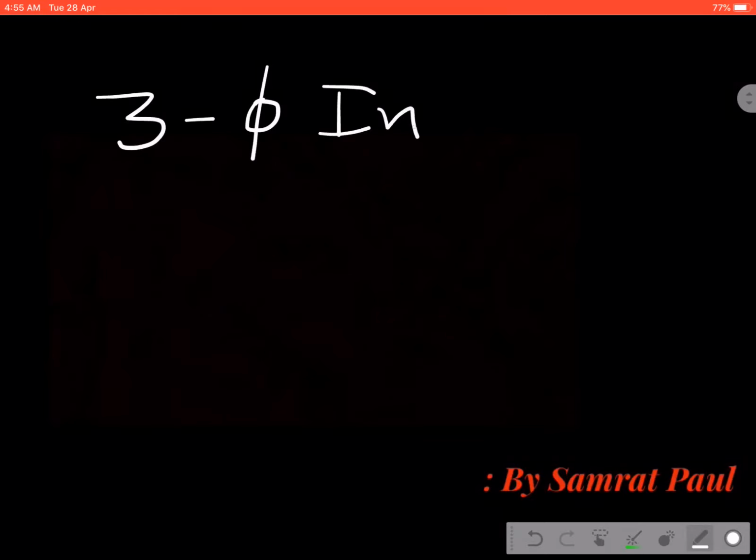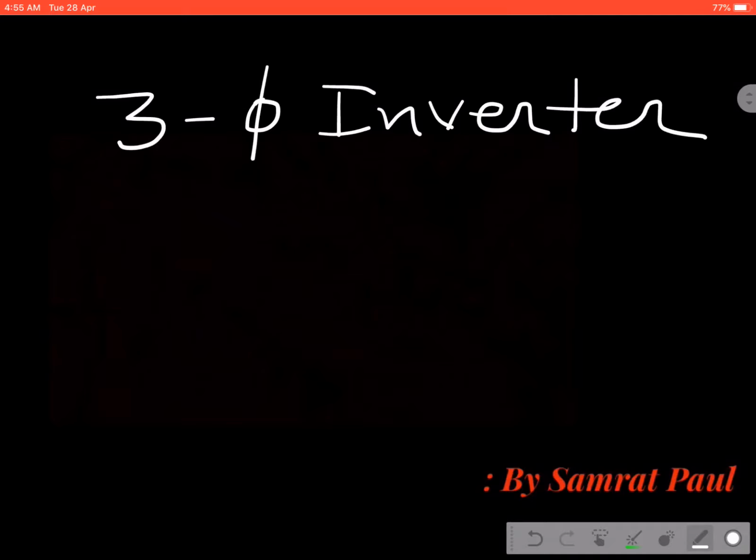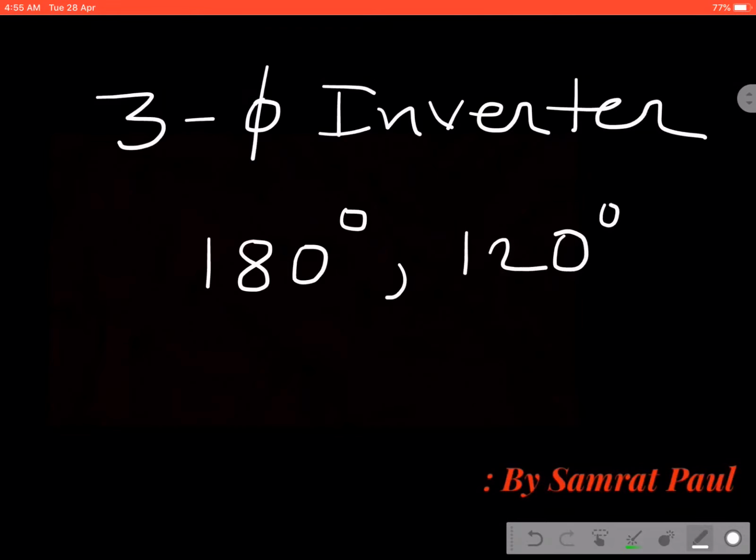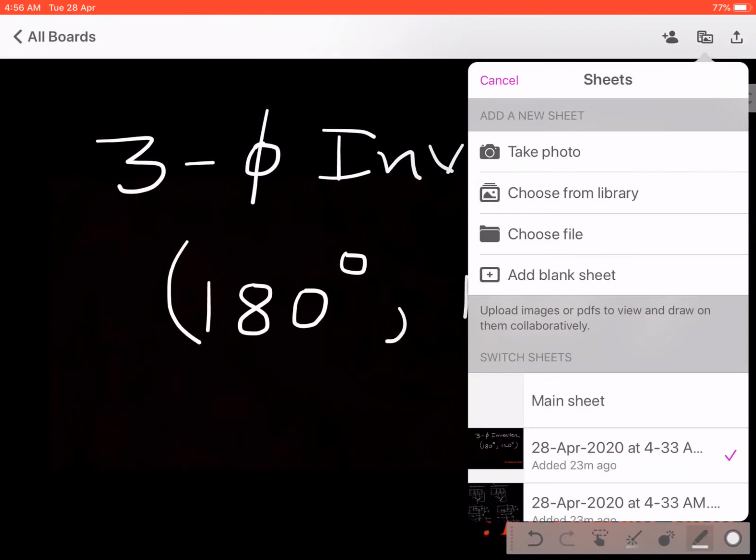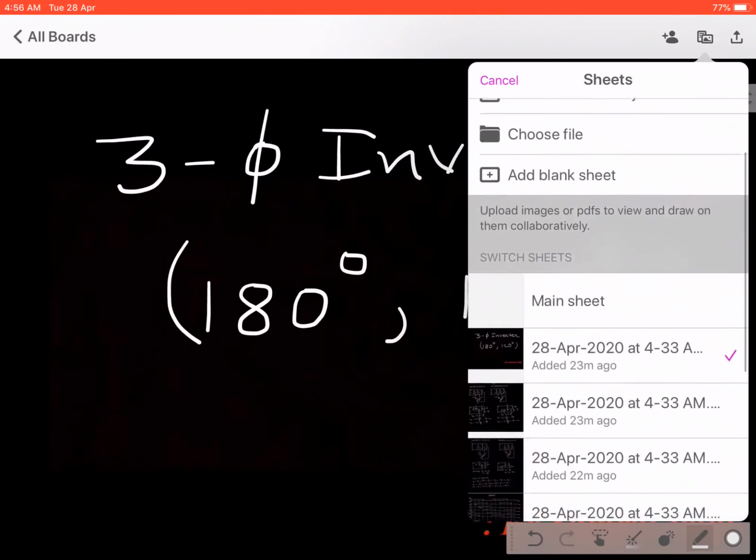Now I am going to present a topic on three-phase inverter. Actually, this three-phase inverter can be used for two-mode operation. It can work in the 180-degree conduction mode of operation as well as the 120-degree conduction mode of operation. Today we are going to discuss the 180-degree conduction mode of operation.